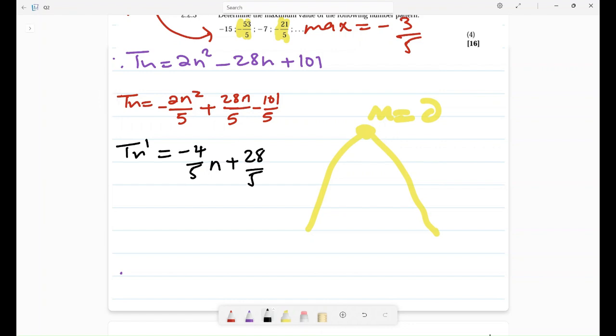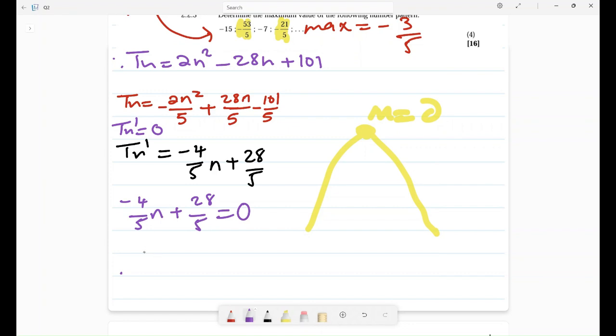28 divided by 5. But you know that your derivative here should equal what? To 0. Your gradient should equal 0. Remember, Tn prime is your derivative of Tn, it is your gradient, and it should equal 0. Then I'm going to equate this to 0. I'm going to say negative 4n divided by 5 plus 28 divided by 5 is equal to what?